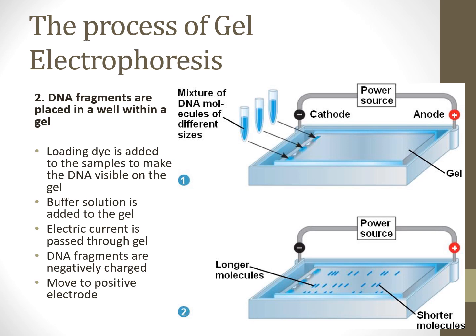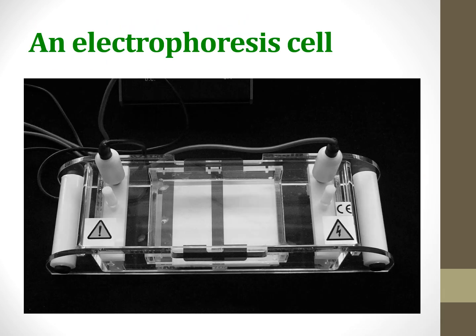We add a bit of loading dye to our samples, and that loading dye enables the DNA to be visible. It's a fluorescent marker, so when we analyse our DNA bands, we're actually able to see what we have produced. When we turn on our electric current, that's when our DNA starts to move. And like I said before, our DNA fragments are negatively charged, so they move towards the positive electrode.